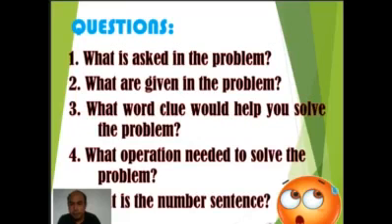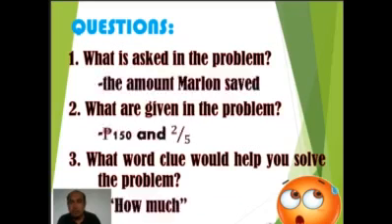So the questions would be: Number 1, what is asked in the problem? Number 2, what are the given in the problem? Number 3, what word clue would help you solve the problem? Number 4, what operation is needed to solve the problem? Number 5, what is the number sentence? To answer, what is asked in the problem? The problem is asking the amount Marlon saved. Then what are the given facts?